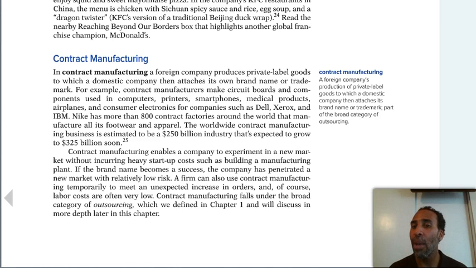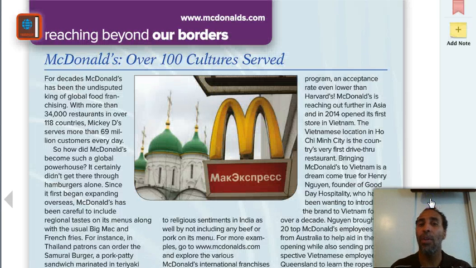Contract manufacturing is a foreign company's production of private label goods to which a domestic company then attaches its brand name or trademark, part of the broader category of outsourcing, right? So Nike, we're going to send these shoes there, they make them, send them here, we establish this is our logo, and then send them out. Typically you're going to look at Nikes and say, okay, where are they made? Well, they're definitely not made in Tennessee. You're going to see they're made in like Taiwan or somewhere.